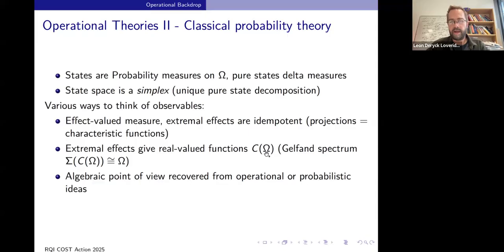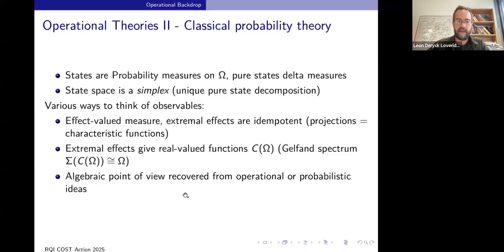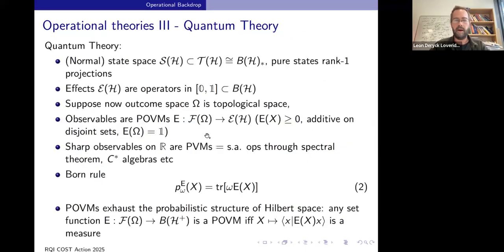So if omega is compact, then you just need to consider, well, sorry, all functions, I shouldn't say real-valued here, I should say all functions here. That would be a C-star algebra under the natural product of functions, and the involution is just complex conjugation. Okay. Then one has various nice structures in terms of the Gelfand spectrum, recovering the state space and so on. So algebraic classical mechanics can be recovered from this general operational structure in the case that we just consider extremal effects.